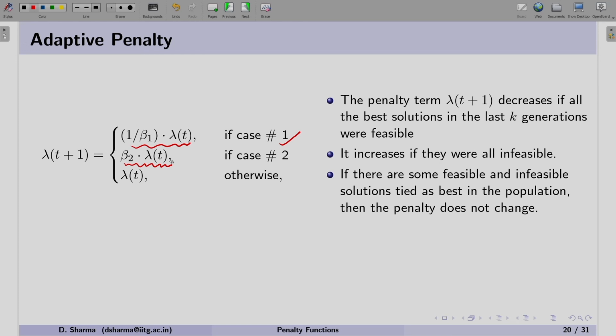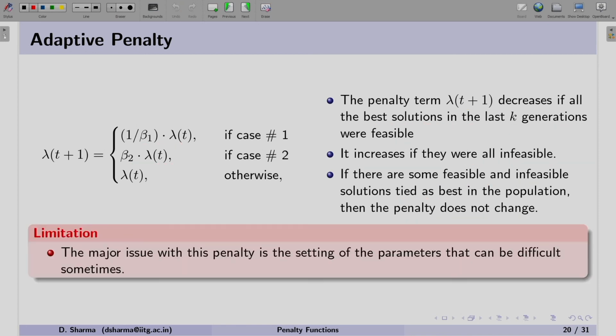Otherwise, if there is a mix of population, meaning having feasible and infeasible solutions, then we don't have to change the value of lambda. So as per our discussion, the term lambda t plus 1 decreases if all the best solutions in the last k generations are feasible. This means we should reduce it. We have to increase lambda t plus 1 if all solutions are infeasible. If there is a mix of feasible and infeasible solutions, then we should not change this particular penalty.